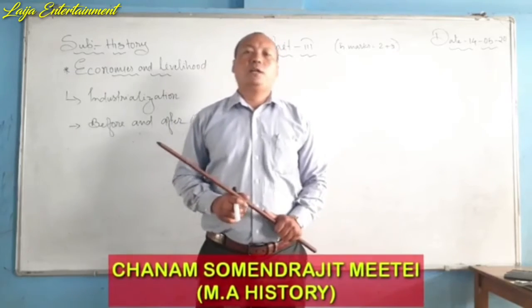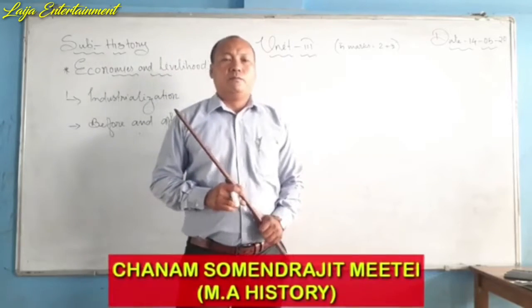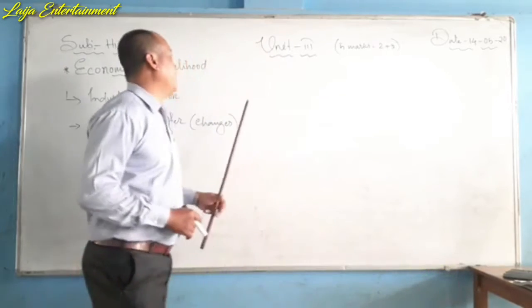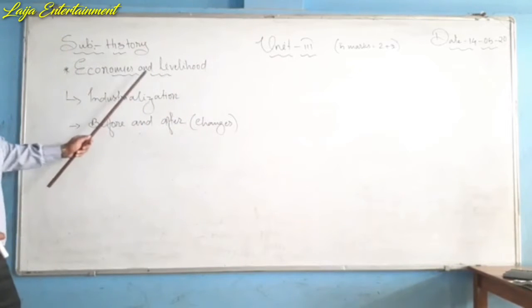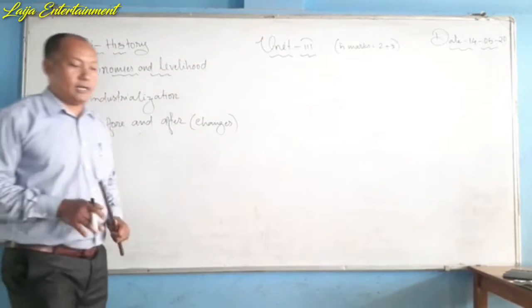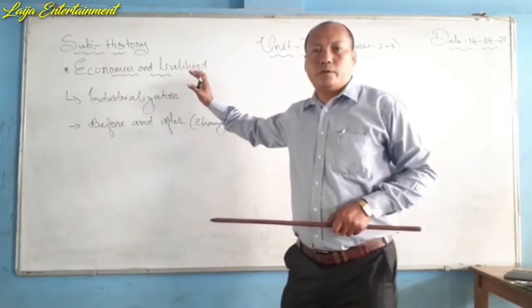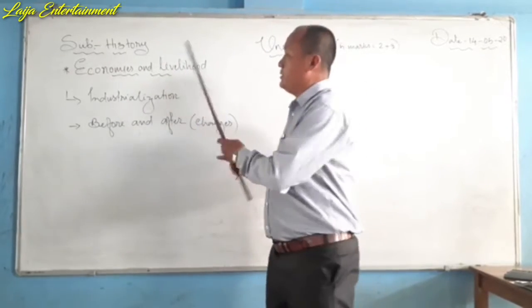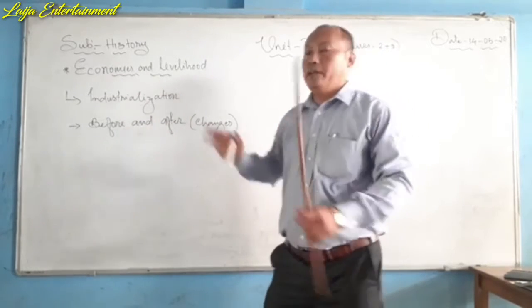Okay, everyone, welcome to the history class. We are starting a new book. In our class 10 history book, Unit 3 is Economies and Livelihoods. The topic is industrialization, before and after.